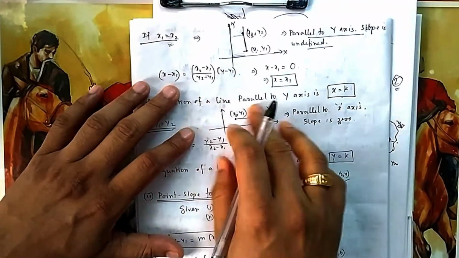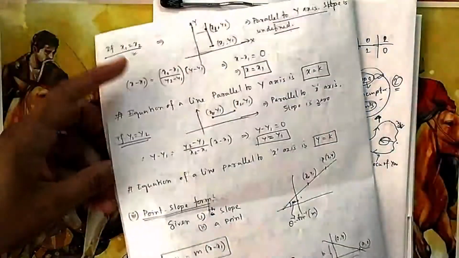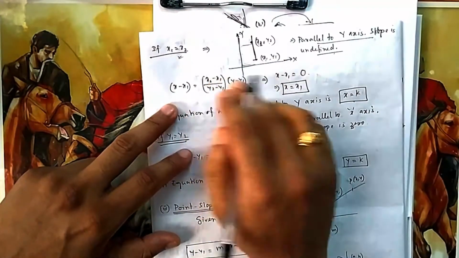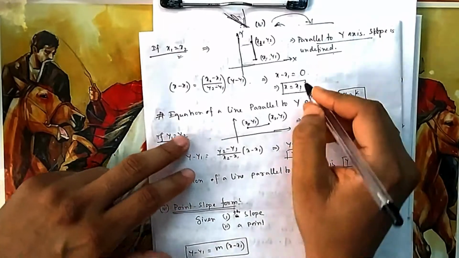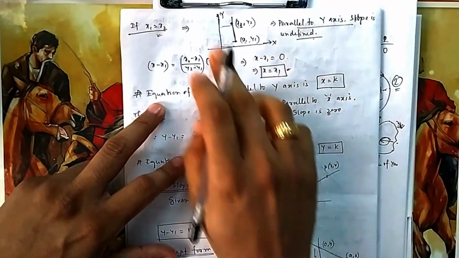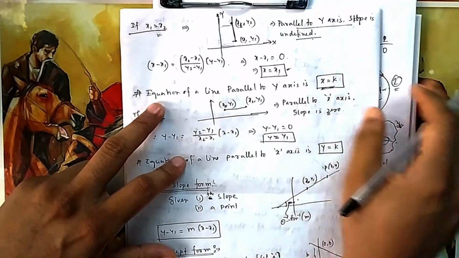Now if you want to write it in equation format, you change this one. You write x minus x1, you reverse these 2, then you can write it in this fashion. You put x1 equal to x2, then this side will be 0, so x equal to x1. So any equation of this format, that is the equation of a line parallel to the y-axis, is always x equal to k.